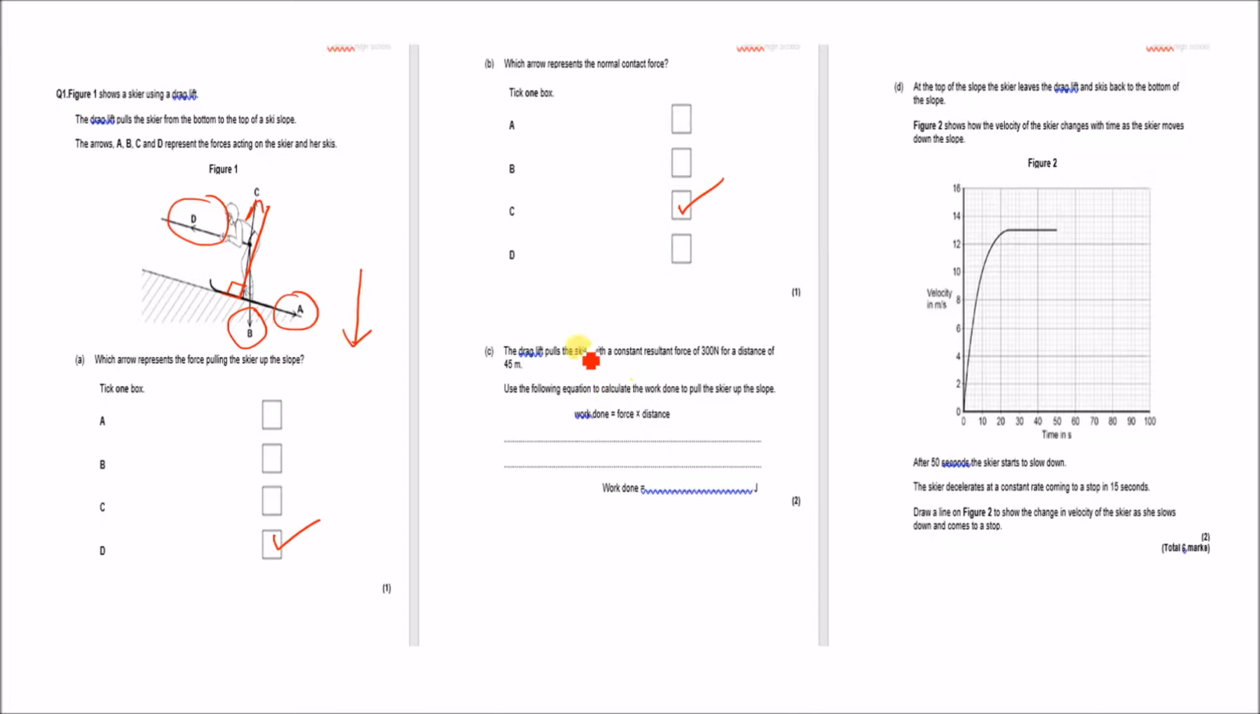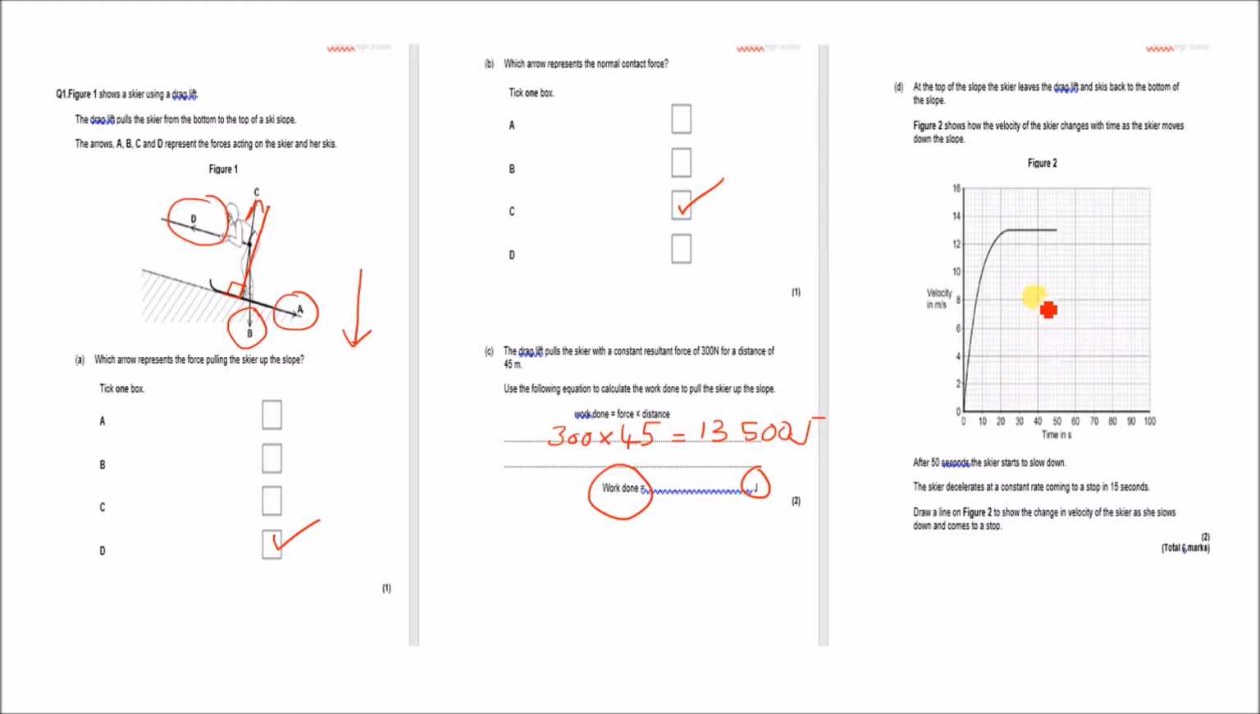Okay, the next one, the drag lift pulls the skier with a constant resultant force of 300 newtons for a distance of 45 meters. So we know that the force is 300 and we know that the distance is 45, so we just multiply those two things together. If we do that, we get 13,500, and the answer is in joules. Remember, because work done is energy transferred. This is the energy transferred in moving an object or moving a person.